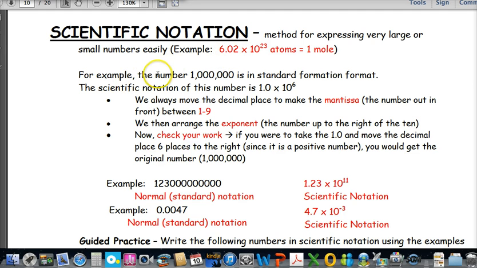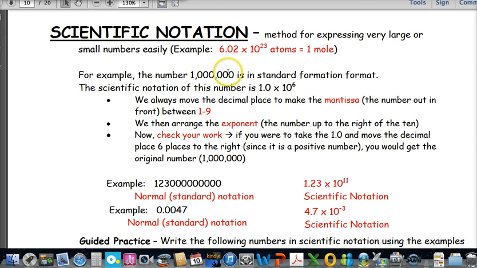So if we look at, for example, the number 1 million, that's called standard format. And that's how you normally see numbers. If we were to write that in scientific notation, it would be 1.0 times 10 to the 6th. So let's take a look at that quickly. Let's see if we can figure out where the 6 comes from.